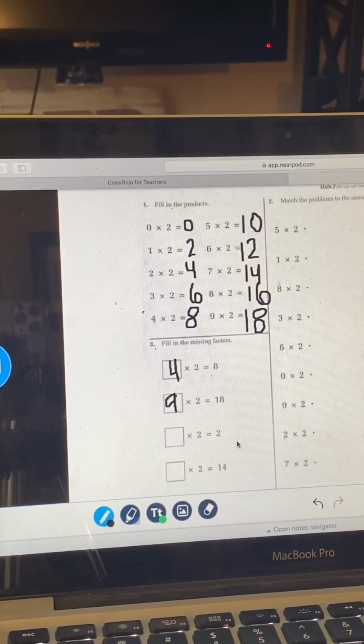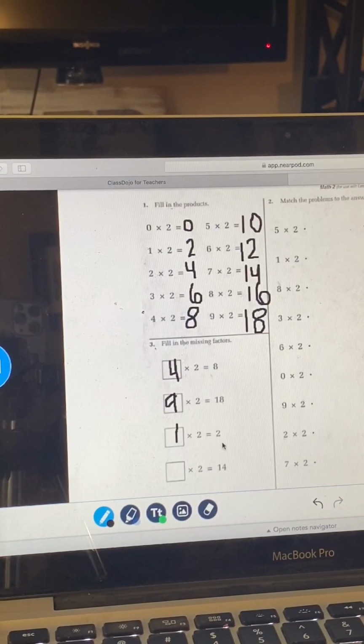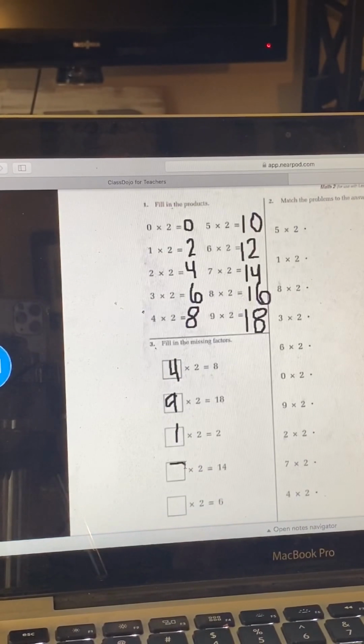All right, let's go ahead and look at the next one. Blank times 2 equals 2. What's the only number times another number that makes it stay the same? 1. So I'm going to put 1 in that box. All right, let's look at the next one. Blank times 2 equals 14. What doubles fact do I know that plus itself equals 14? Let's look. 7. So 7 is going to go in this box.